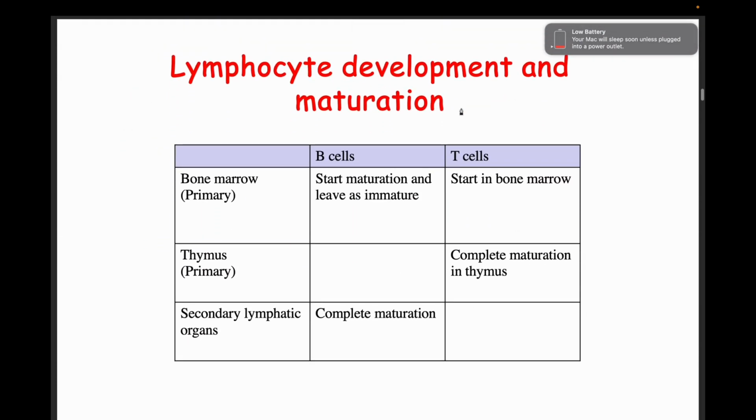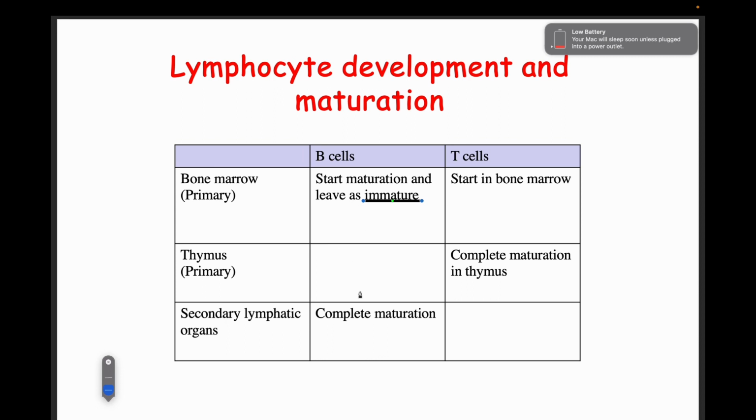Now let's move to the pattern of B cells and T cells. B cells are formed in the bone marrow. They start the maturation in the bone marrow, but it doesn't complete the maturation there. It leaves as immature, travels to a secondary lymphatic organ, which is the spleen, and completes the maturation there.